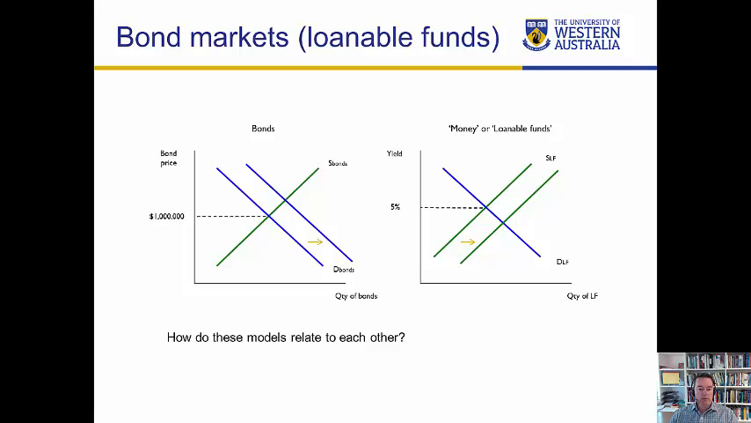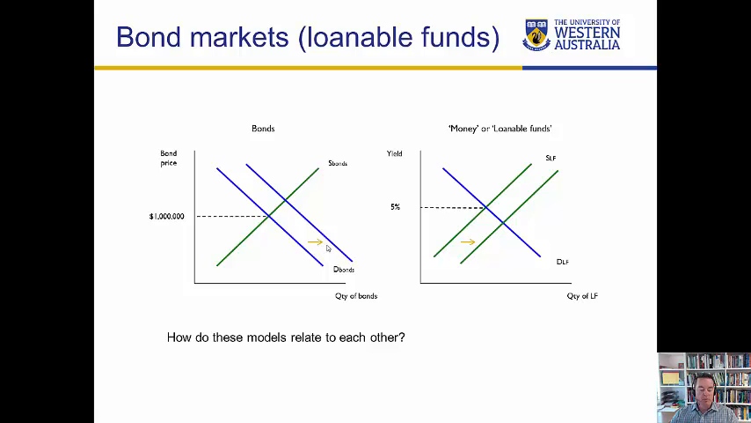Now, just so that we can really come to terms with how these markets are effectively modeling the same thing, on the left-hand side, I have modeled an increase in the demand for bonds. So an increase in the demand for bonds shifts the demand curve to the right, and the equilibrium price moves up to something higher than 1 million.